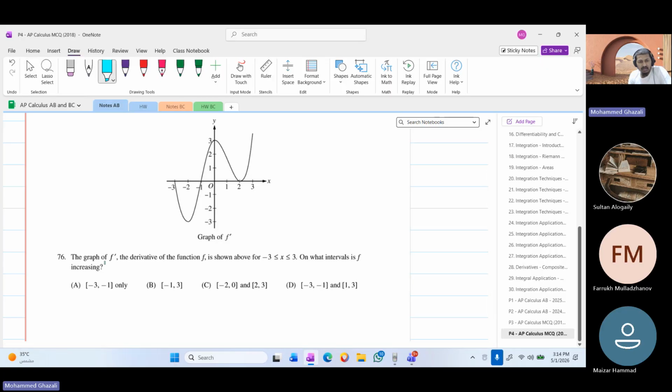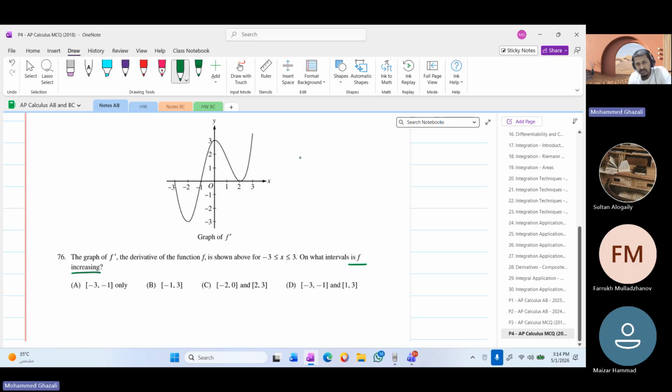The graph of f prime, the derivative of the function f, is shown for -3 to 3. On what intervals is f increasing? What does f increasing mean? Look here. There's 2 important concepts here. No, not going to integrate. The graph is, the function is not given. What does f increasing mean?